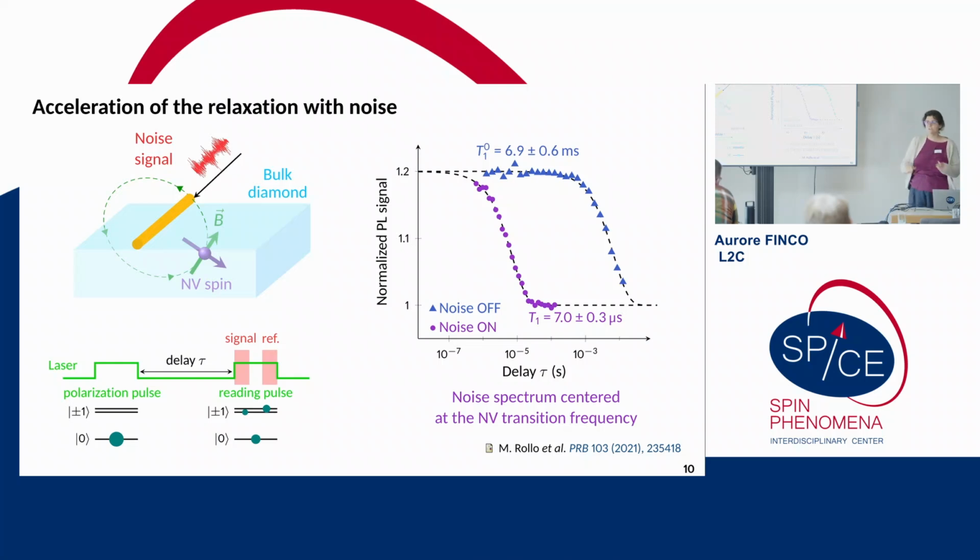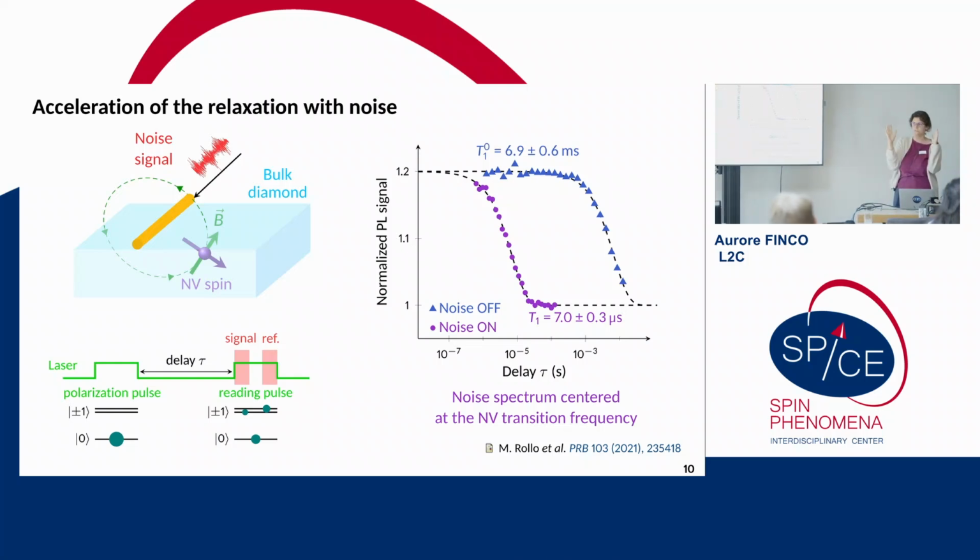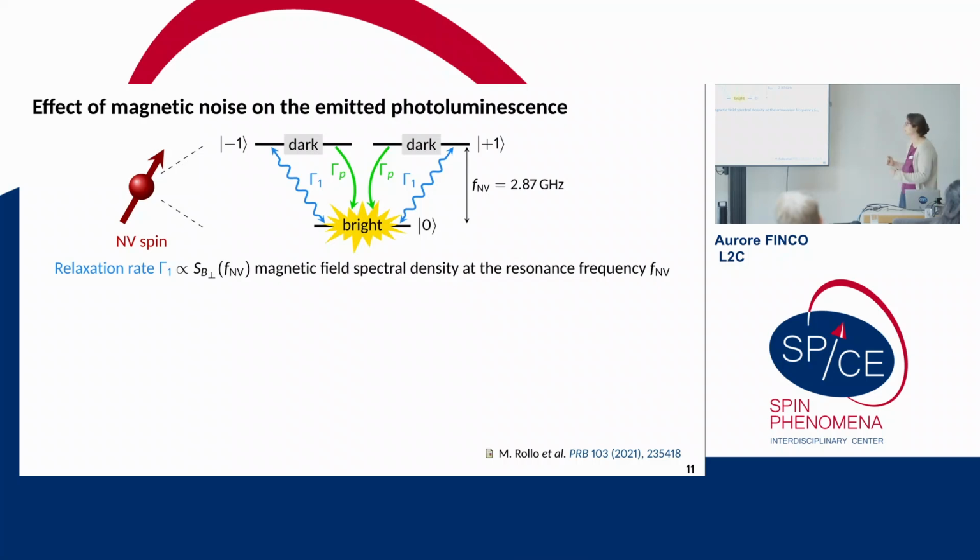And then what we did is we brought a wire and sent noise inside that created magnetic noise. When we turn on the noise, you see a crazy drop of this relaxation time, if the spectral distribution of the noise is overlapping with the NV frequency. And so, next question: what does this acceleration of the relaxation do to the emitted photoluminescence?